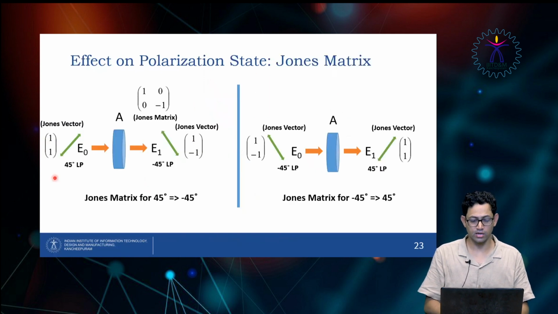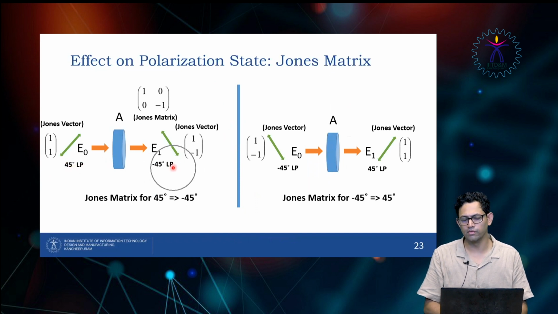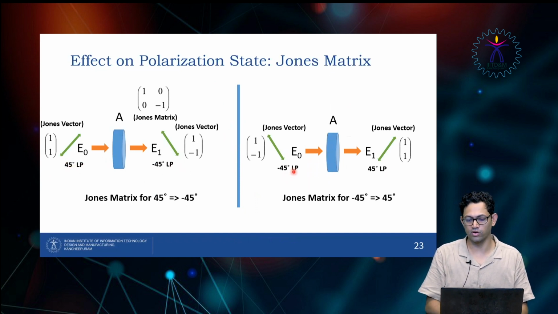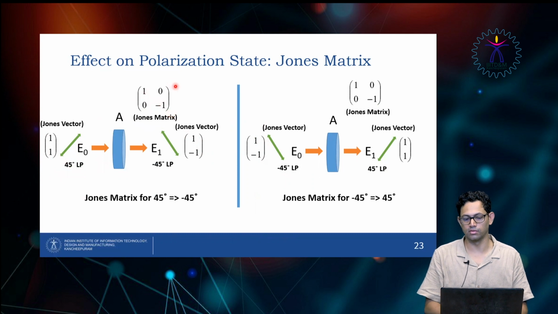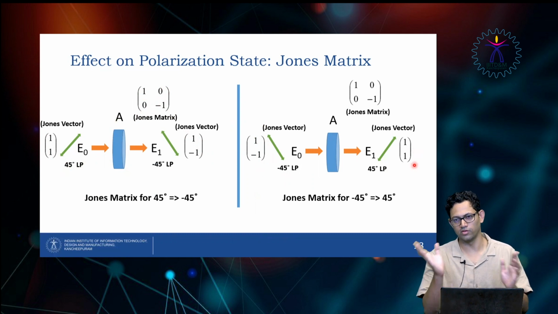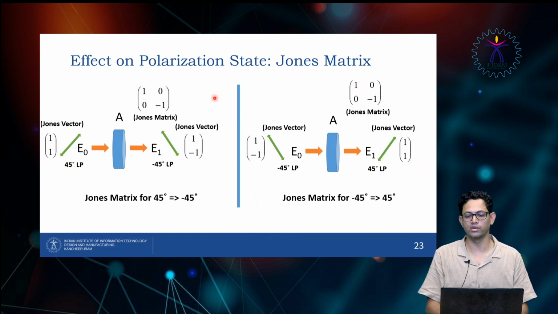Similarly, if I convert from 45 to minus 45, or from minus 45 to 45, both ways I convert 1 1 to 1 minus 1, or 1 minus 1 to 1 1. So I can use the same Jones matrix, the same 1 0 0 minus 1, for converting from 45 degrees to minus 45 and minus 45 to 45 degrees polarization. So that is the Jones matrix of a half wave retarder or a half plate.